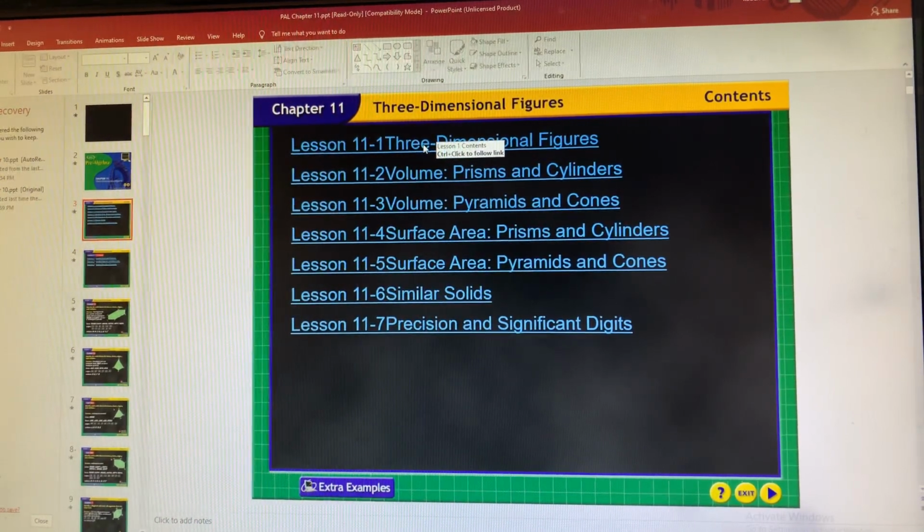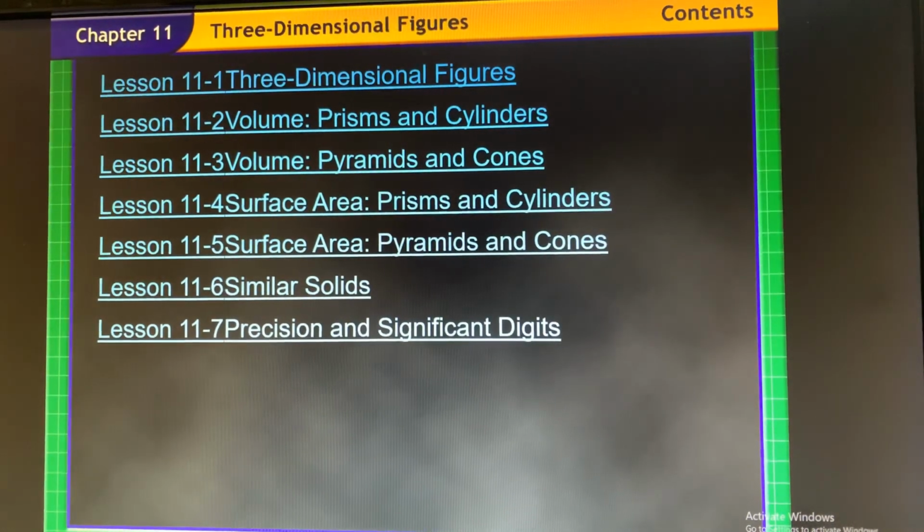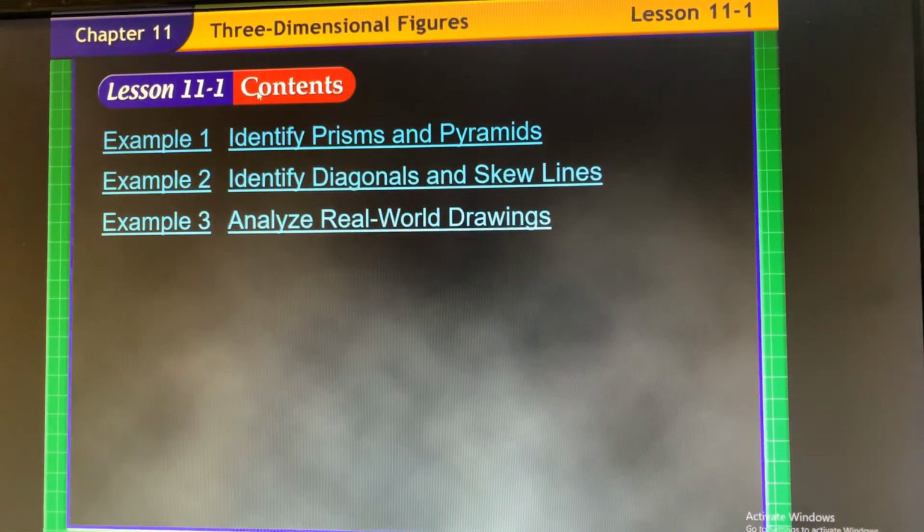So let's start with just being able to identify a three-dimensional figure. It'd be a lot easier if we were in the classroom and I was holding those figures up for you, but I'm not. So here we go. We'll do the best that we can. So we're going to be identifying prisms and pyramids first. Hopefully you recognize the difference.